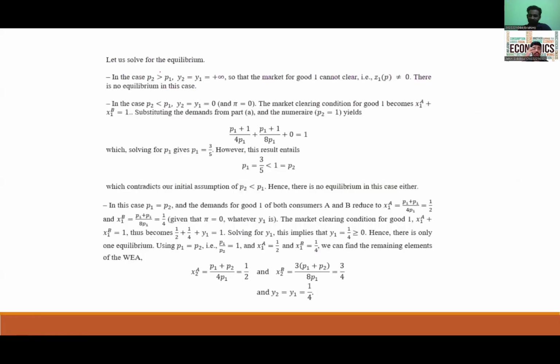Now we try to solve for this equilibrium. In this case, when P2, the price of the output, is greater than the input price, and production goes on for an infinite period of time, the market for good one cannot clear because the demand for that good one is equal to zero. There is no equilibrium in this case.